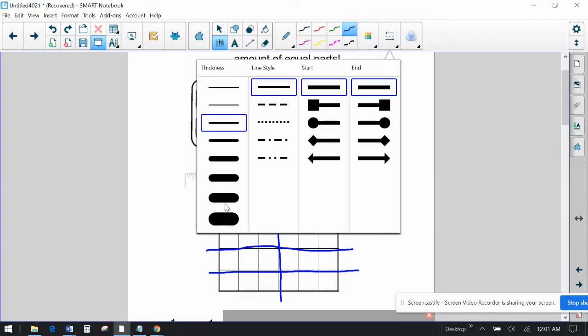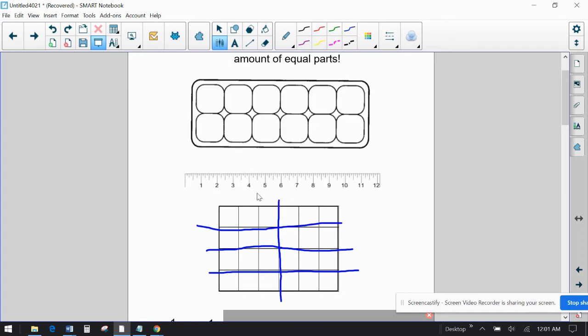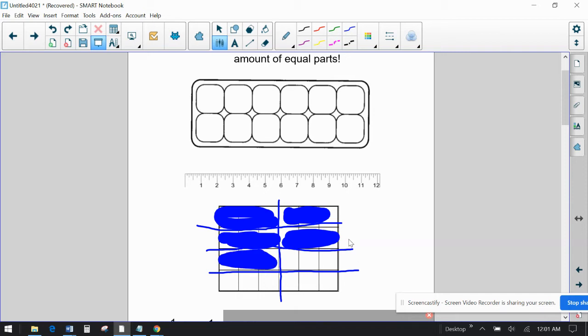8 equal parts. So if I needed to show 8ths, I could do like here's 1/8, here's 2/8s, 3/8s, 4/8s, 5/8s, and so on, all the way up to 8/8s, which would be the whole thing.